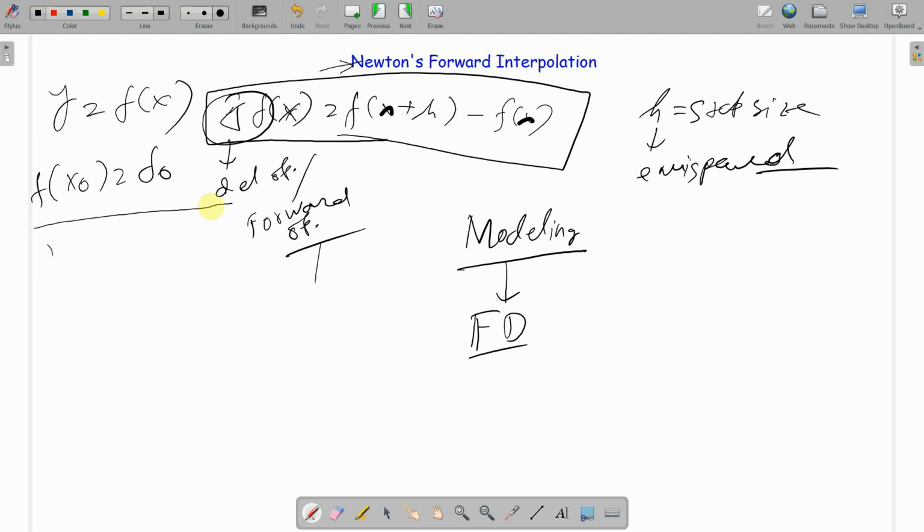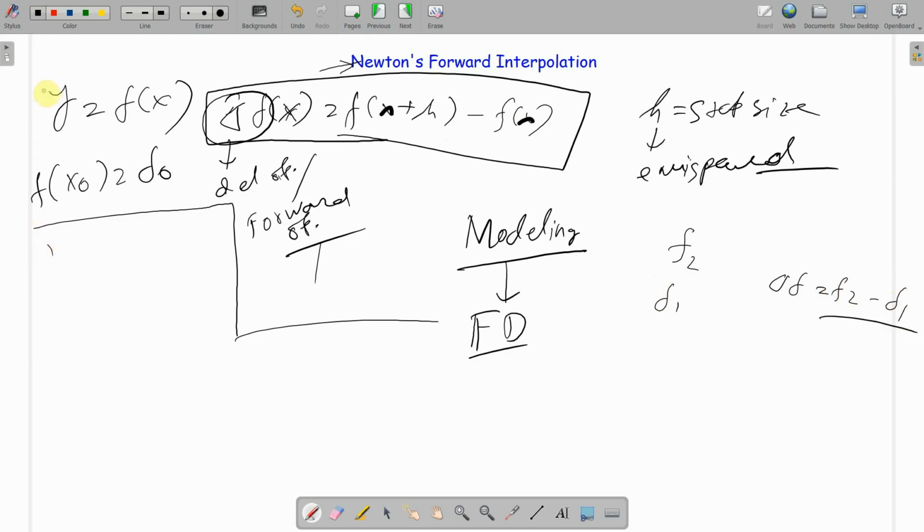Now, we know delta f(x) equals f(x+h) minus f(x). So if I consider f2 and f1, delta f will be f2 minus f1. Is it clear to everyone?